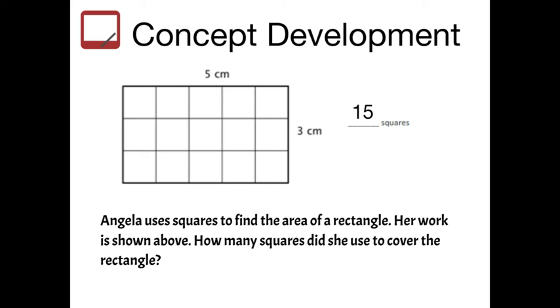So you can count and get 15 squares, or you can do 5 times 3 and get 15 squares as well.